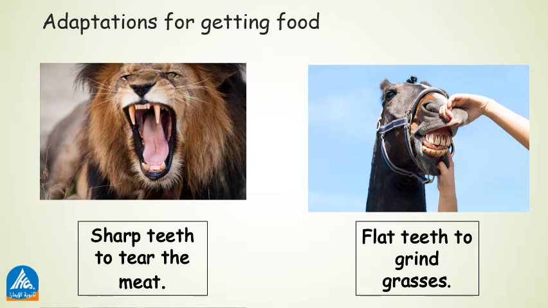The lion has sharp teeth to tear the meat, while the donkey or the horse have flat teeth to grind the grasses. They don't need the sharp teeth because they eat grass, not meat. While the lion, the tiger, the cheetah, all these wild animals, they need the sharp teeth in order to tear the meat.